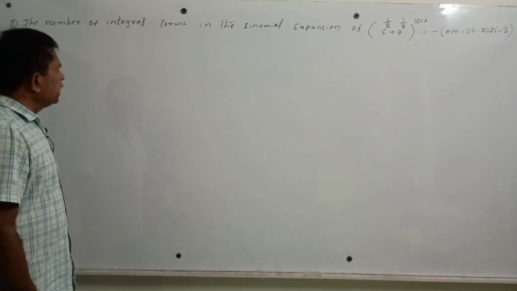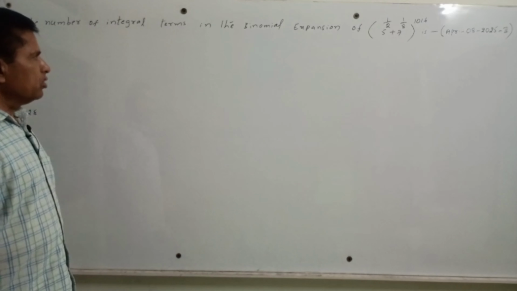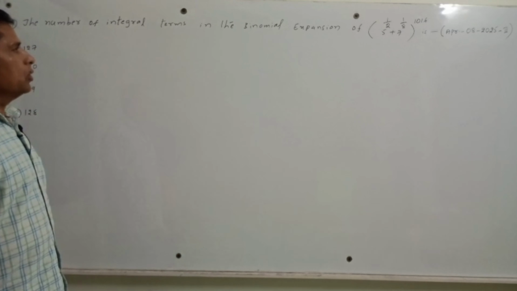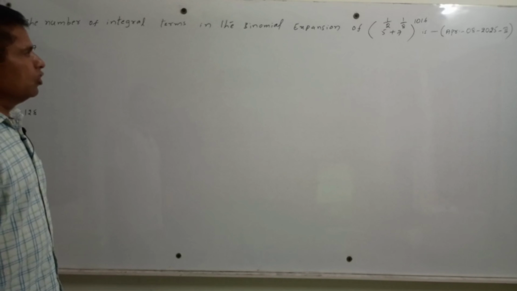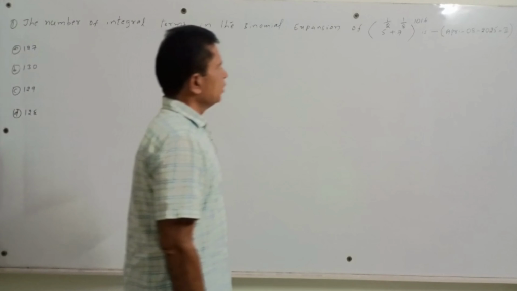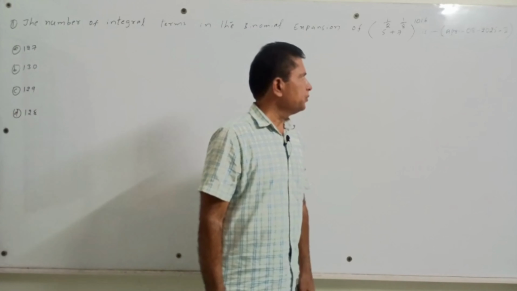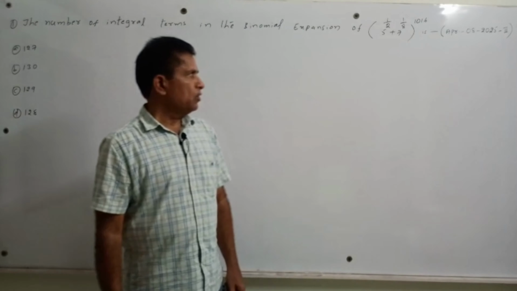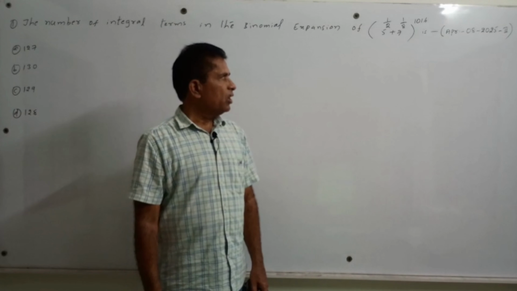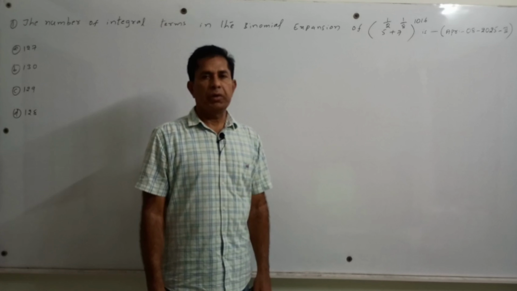The number of integral terms in the binomial expansion of (5^(1/2) + 7^(1/8))^1016 is. This problem was given on April 8th 2025 in shift 2.